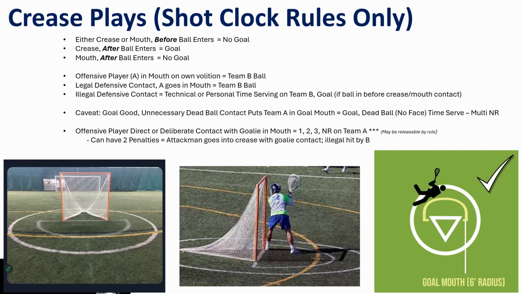foul, not defensive contact, because they could have legal contact and land in the goal mouth. That's too bad on the offense. If it's illegal contact, a technical or a personal, and they land in the goal mouth, we can still have a good goal if the ball crossed first. We don't want to take the goal away. What you saw happening, this is from many years ago, is the defense would just crush the attackman, even if they were going to score, and say they got right in the goal mouth, too bad, it can't be a goal. So they are no longer rewarding the defense for just taking heads.